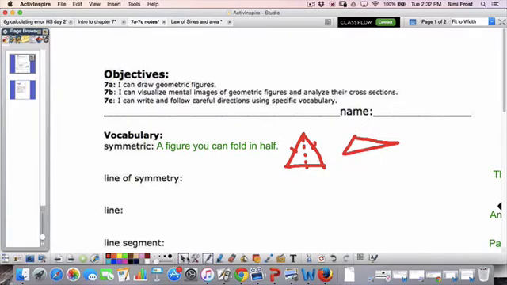Okay, our next word is line of symmetry, and that's just the line that contains the fold. So this is the line of symmetry.